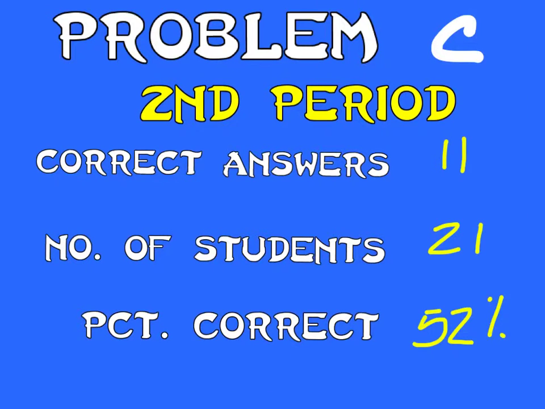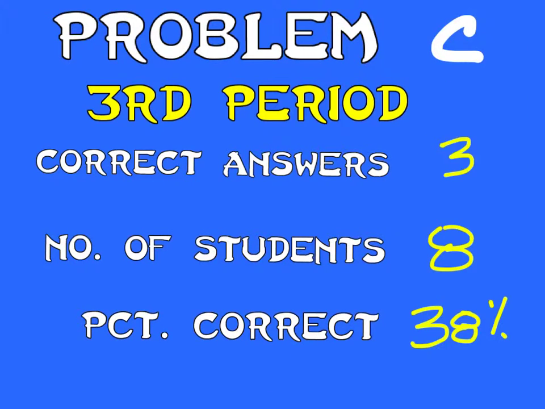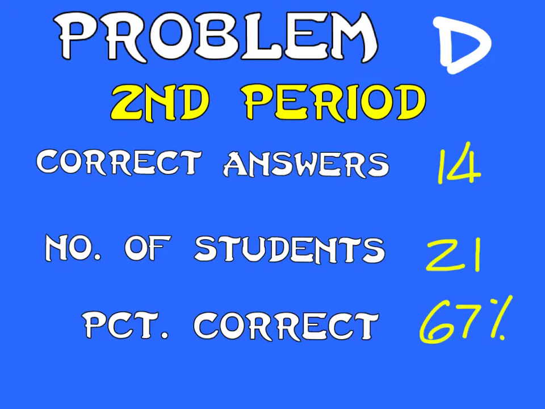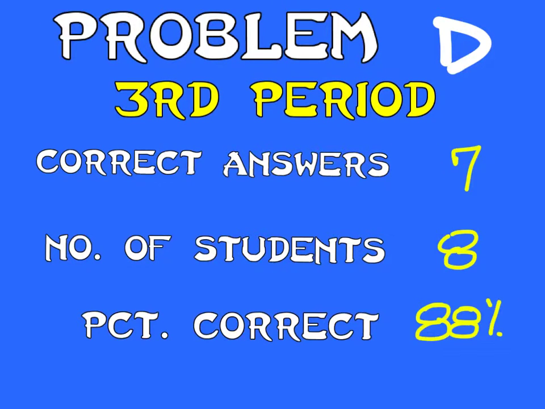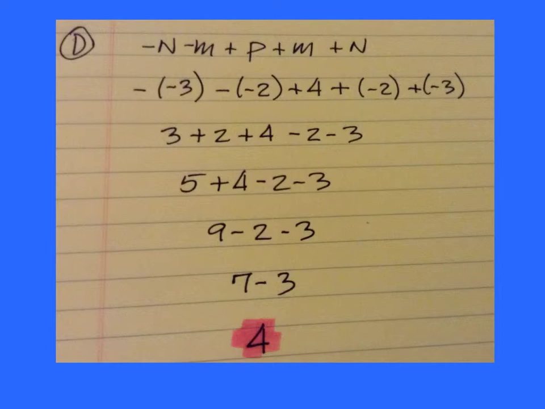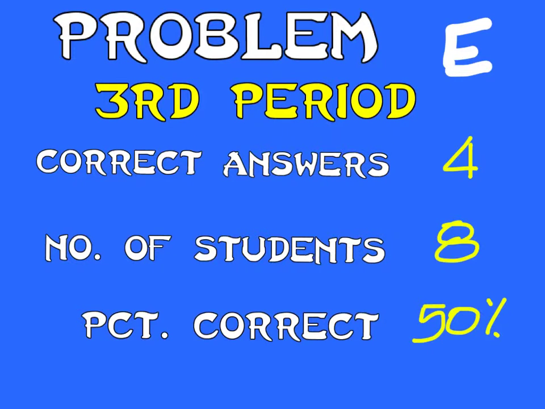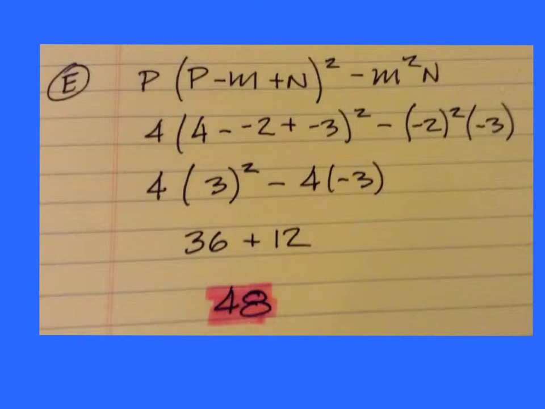C is 52% and 38%. It's a negative 120. A lot of people had positive 120 on that one, so I gave 10 points. And D is 67% and 88%. It's 4. And the last one, 52% for second period, 50% for third period, 48.